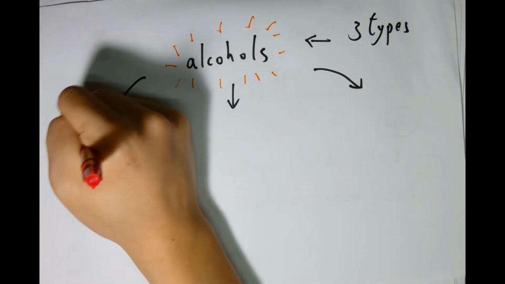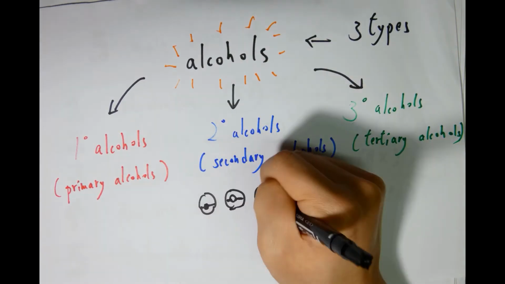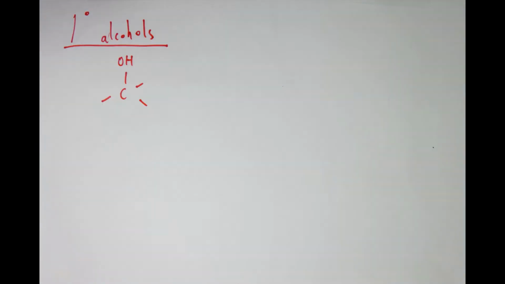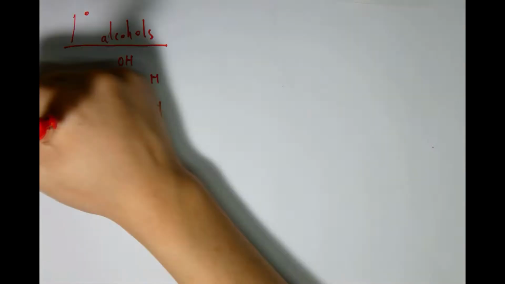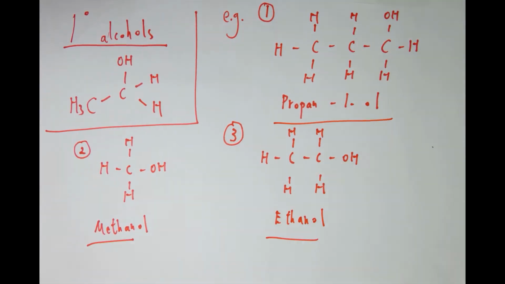There are 3 types of alcohols: primary alcohols, secondary alcohols, and tertiary alcohols. Primary alcohols refer to alcohols that have one carbon atom directly attached to the carbon atom, which is attached to the hydroxyl group. Propan-1-ol, ethanol, and methanol are examples of primary alcohols.